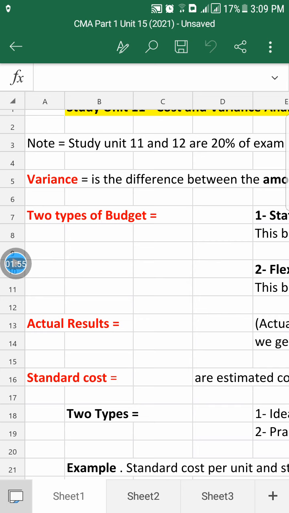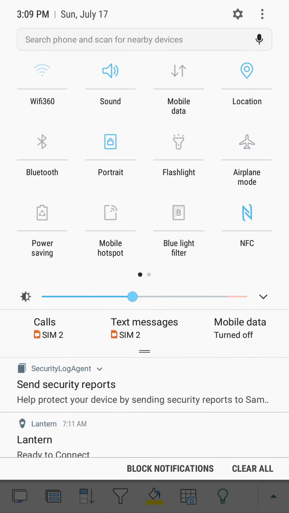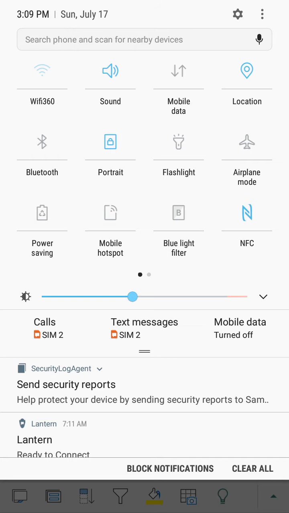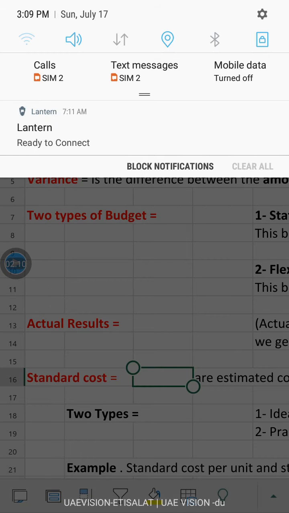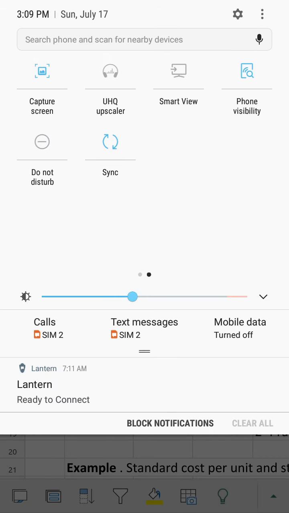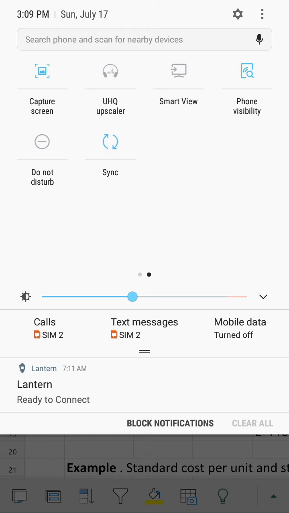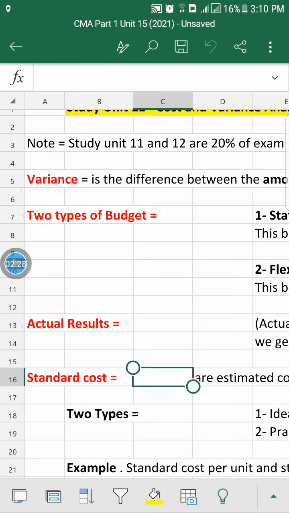So we can also understand this better if I rotate this screen, so it will be helpful for you. Where is the rotation that we can do? Wait just a minute guys, sorry, it's not showing the rotation in this phone. Okay, now I will rotate the screen.